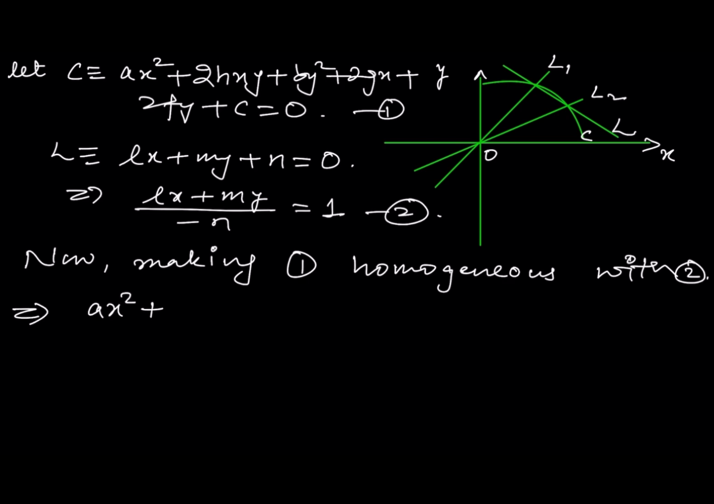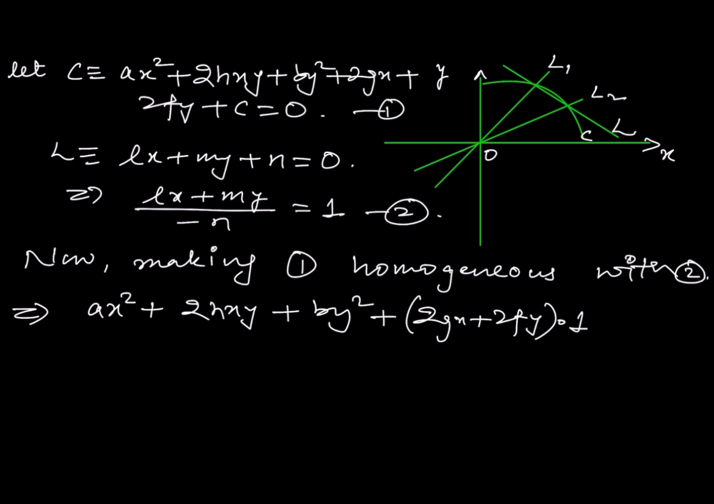So as these three terms have 2 degree, there is no need to change them. Now 2gx and 2fy are two terms having 1 degree, so we write 2gx plus 2fy into 1. By multiplying by 1 there is no change, but we can write this plus c. C has 0 degree, so we can write c into 1 square as well.